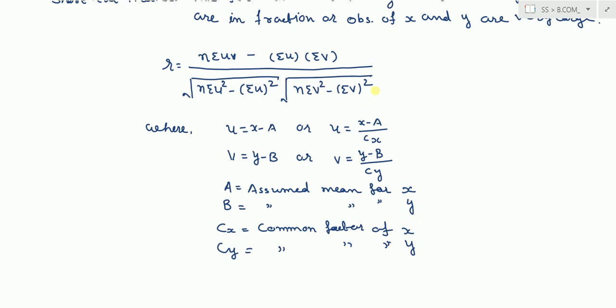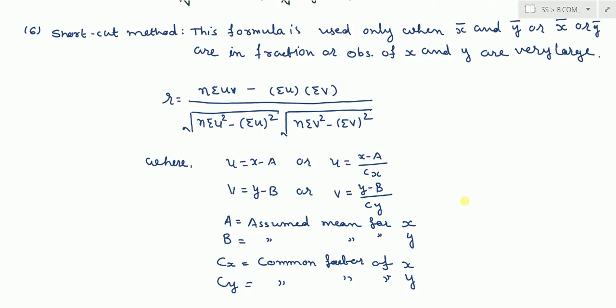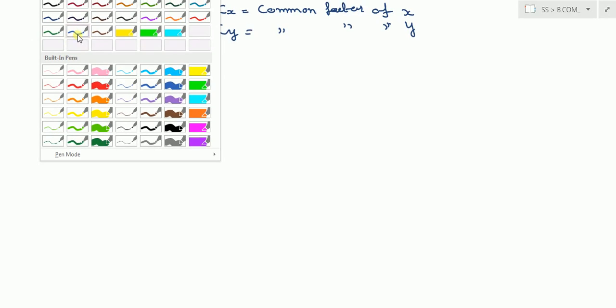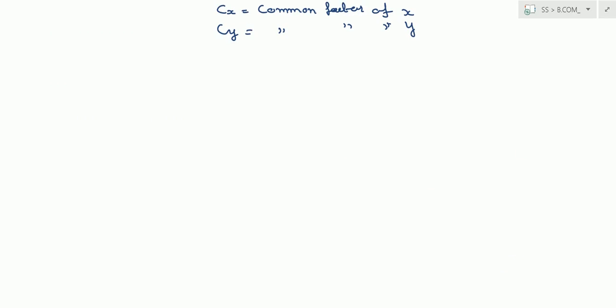This is the most important formula of Karl Pearson's method. Okay, 7 number. Now we are going to write the last formula of Karl Pearson's method. Formula number 7. This is called the formula of two-way frequency parallel.